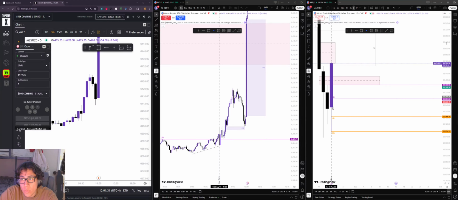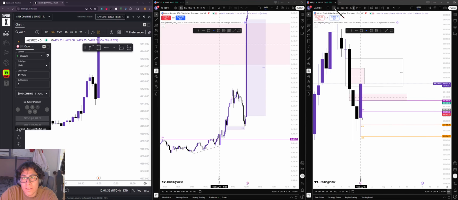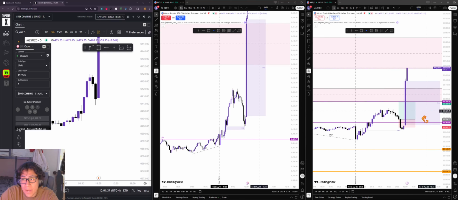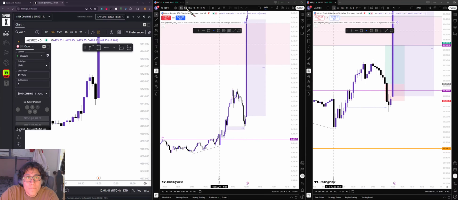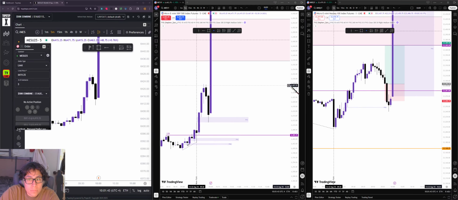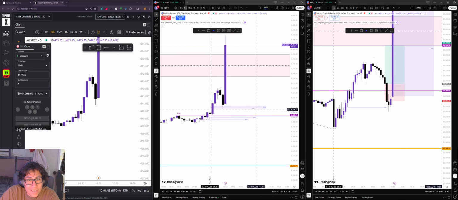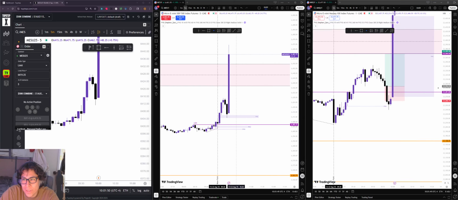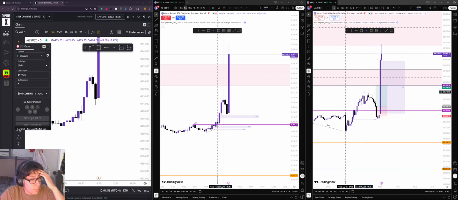And where's it aiming? Oh wait, it's tapping into both of these FVGs. Damn, that would have been good. That would have been a good run if I had executed that better. Damn. I know people caught that move, so honestly I'm not completely upset.